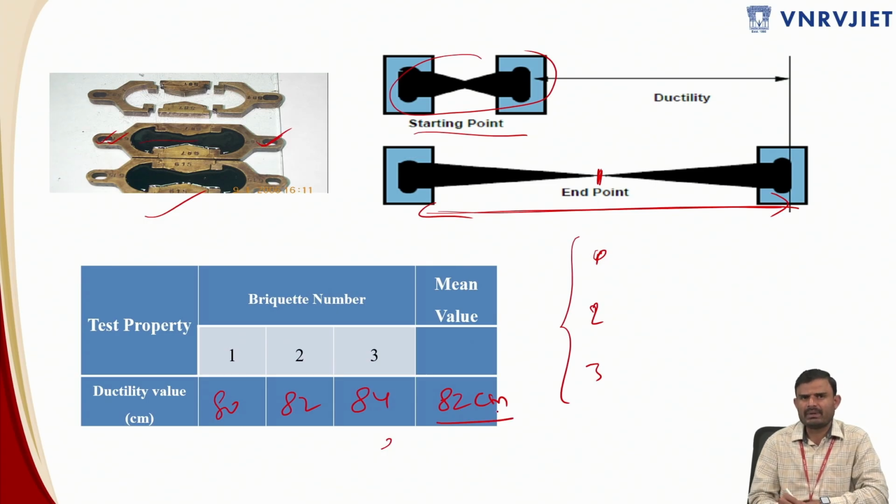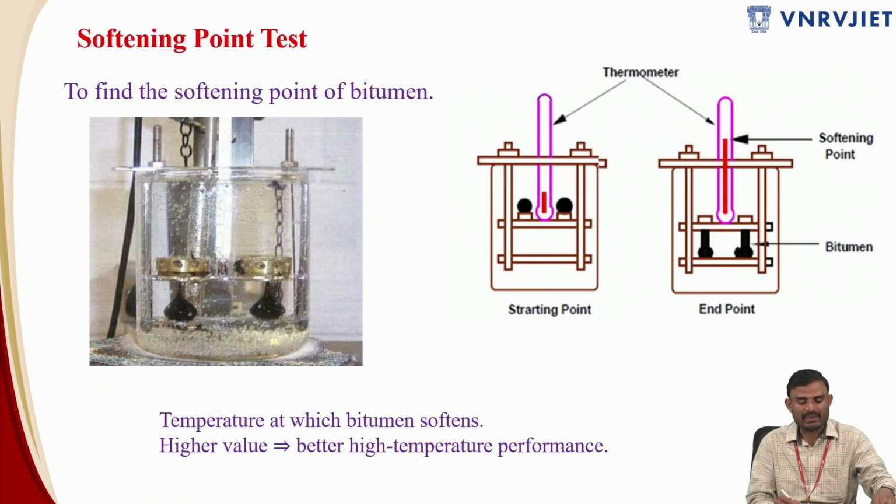Previously, the penetration value was just a number, like 60 or 70, whereas here the ductility value will be in centimeters. The average value you have to represent, and that is the ductility value of the given bitumen sample.